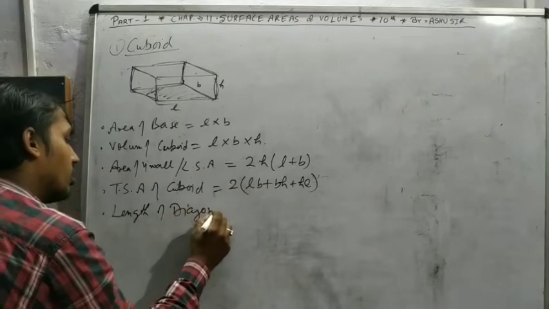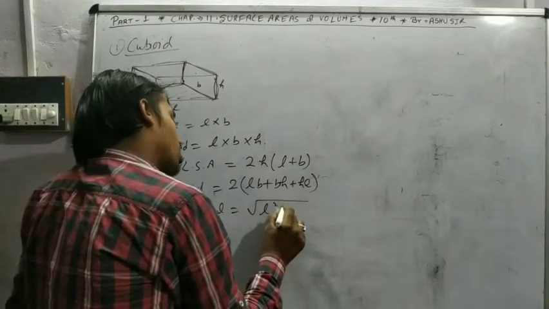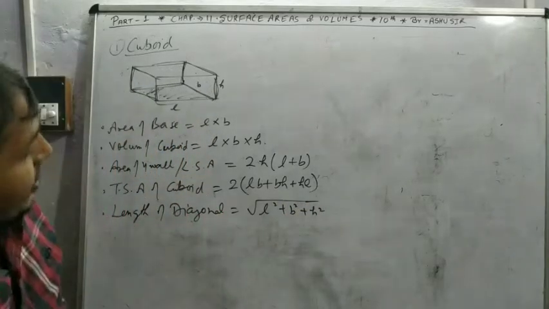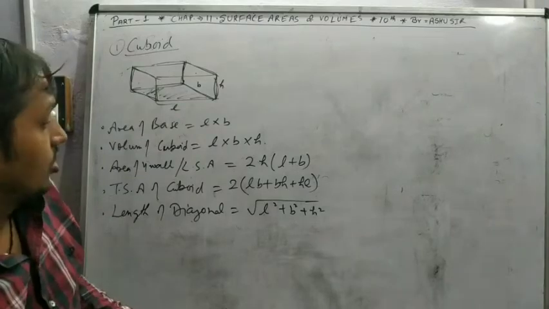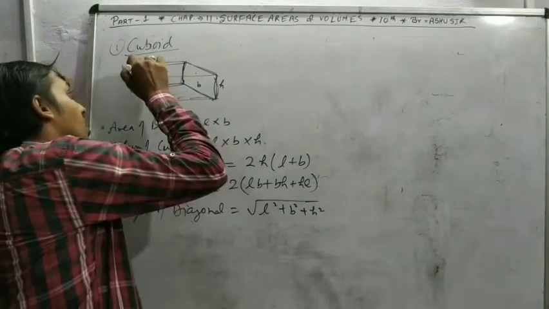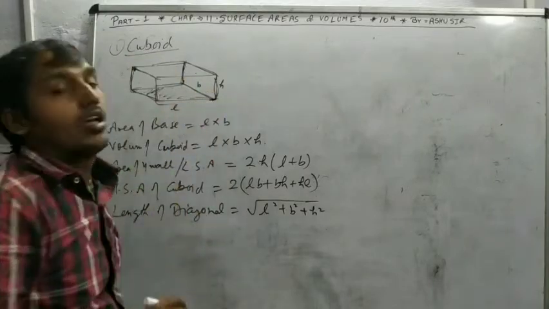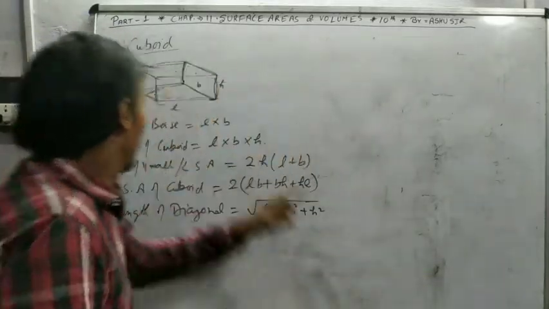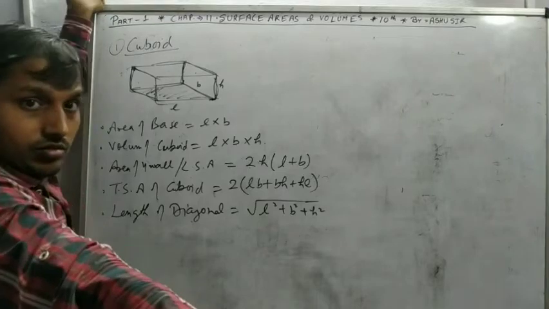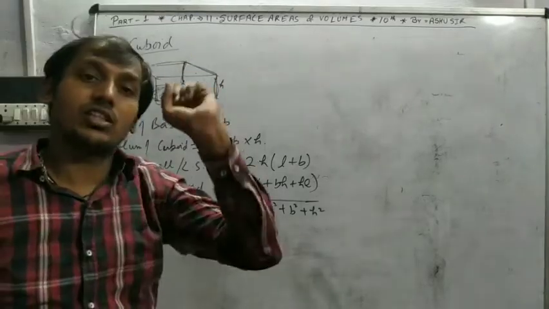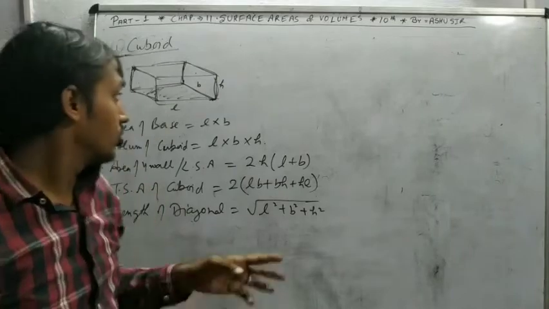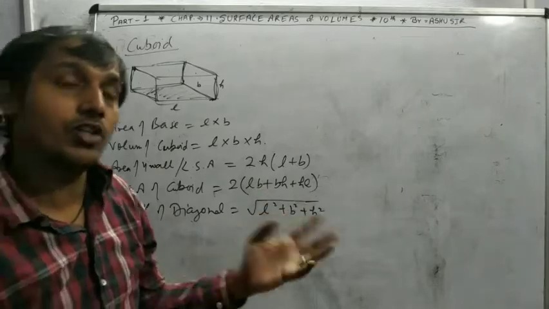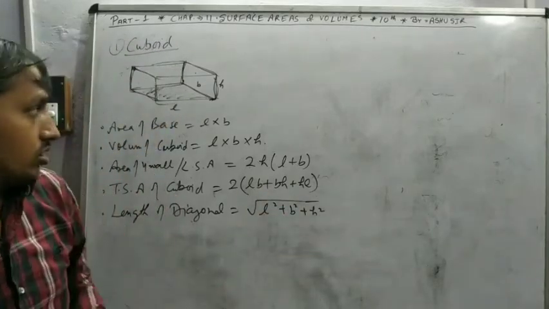Length of diagonal is square root of L square plus B square plus H square. This formula I derive in class 11th when you study the chapter 3-dimensional figure. It means the distance from this corner and this corner. If you stand in the room, do not take this corner and this corner, take this corner and the opposite corner. Opposite directions. They are the diagonal, or you can say the longest distance of the room that is in diagonal.